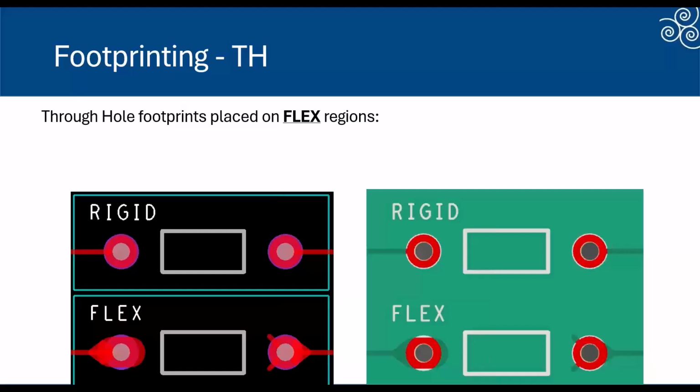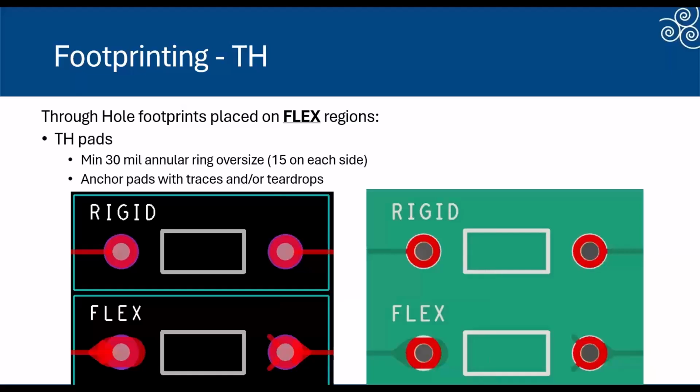Next, considerations for through-hole footprints that are placed on a flex design. Generally, you want to make sure there's at least a 30 mil annular ring oversize. This is good practice. There's not always space for it, but the bigger the annular ring, the better. And again, you also want to anchor those pads with either adjusted pad shapes or teardrops or anchor tabs. You can see in those bottom images a few different styles that I've seen in the past used to anchor pads to the board. And it just helps, again, prevent any peeling of the pads off of the board during the assembly.